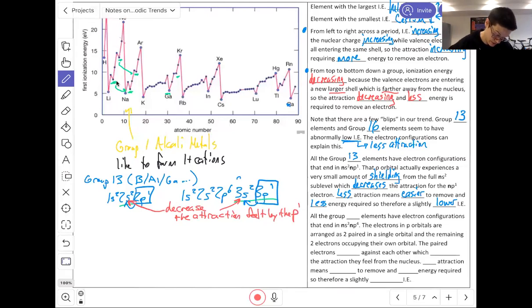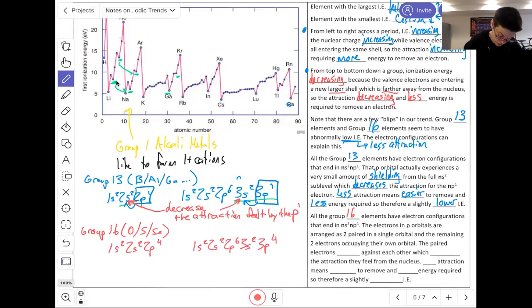The other group in here is the group 16 elements. So for group 16, this is oxygen, sulfur, selenium, etc. If I do oxygen, it would be 1s2, 2s2, 2p4. Sulfur, 1s2, 2s2, 2p6, 3s2, 3p4. So we're talking about this section. All right.